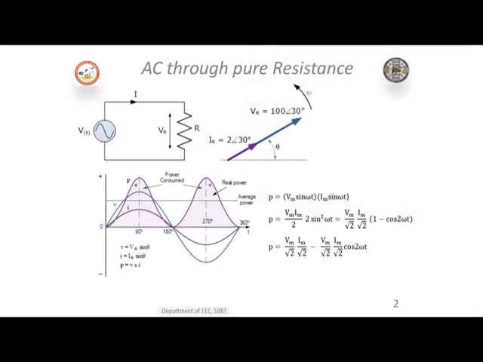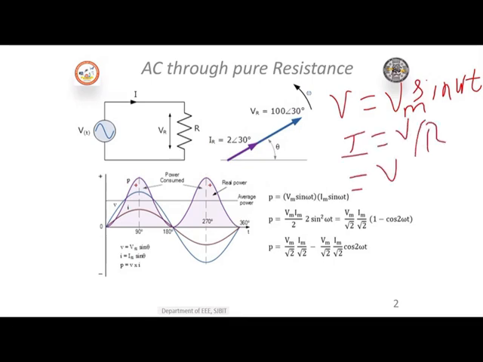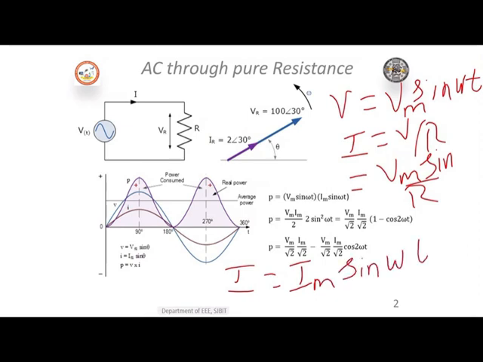Then let us write the equation for the voltage. V is given by Vm sine omega t. Since it's an alternating current, the voltage equation will be in terms of a sine. And from Ohm's law we know that I will be equal to V by R. So it is given by Vm sine omega t by R. What is Vm by R? We know that Vm by R will be nothing but Im.